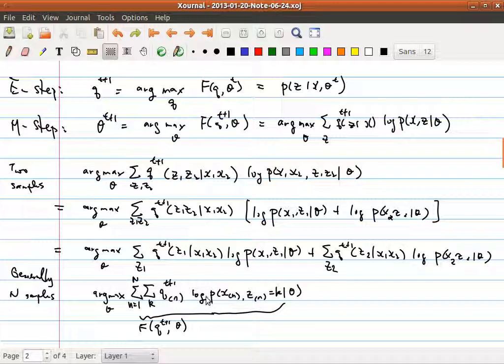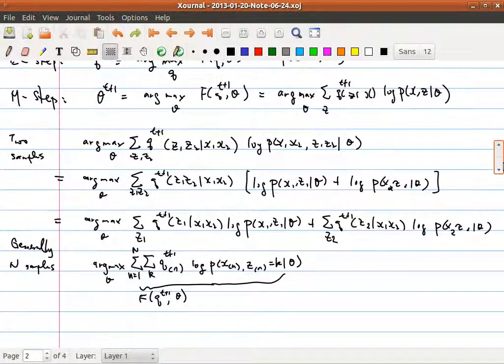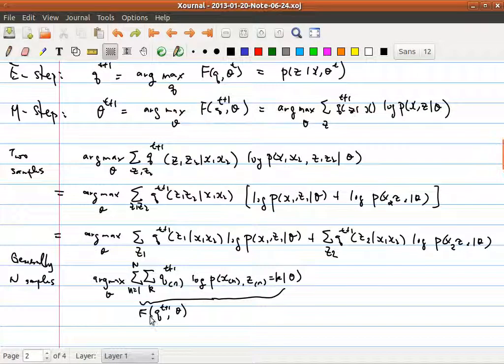And I basically have this log p(x_n, z_n = k | theta), and this q_{t+1}^n is shorthand notation for q_{t+1}(z_n) given x_1, x_2, and so forth up to x_N. Okay. So now we are ready to derive the M step here.